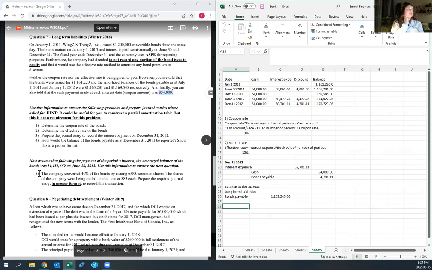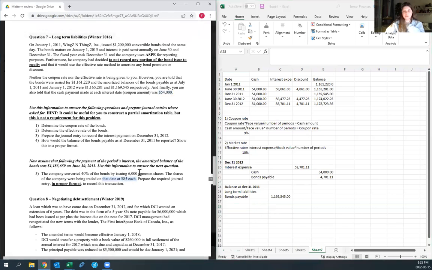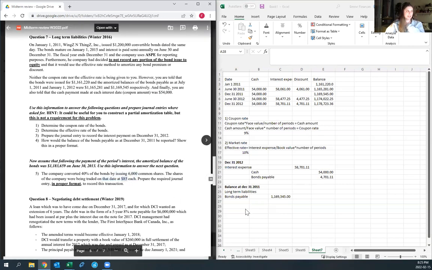So what we want to do here is reduce our bonds payable account by 40% of our book value. And that's going to be the same amount that we issue the common shares at. They're putting the market value here to trick you. Don't use the market rate. Don't do 6,000 times 85. The reason you're doing convertible bonds is to get a better rate than what's on the market, so you don't want to use it.